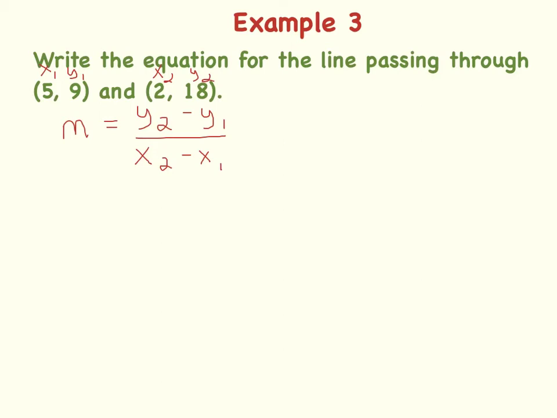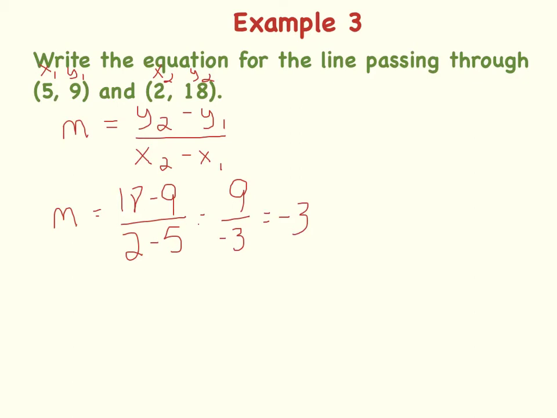Okay, so our slope, m, is going to be 18 minus 9 over 2 minus 5. Well, 18 minus 9 is 9. 2 minus 5 is -3. So our slope, 9 divided by -3, is -3.